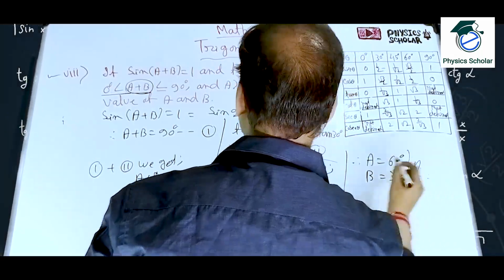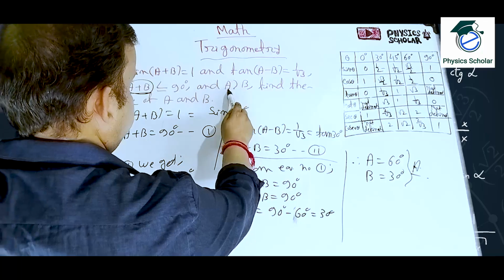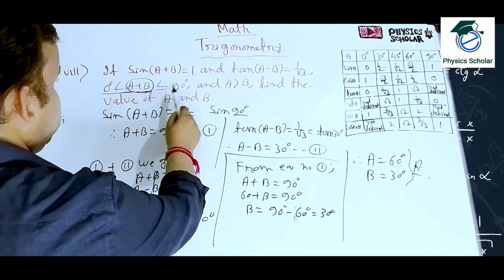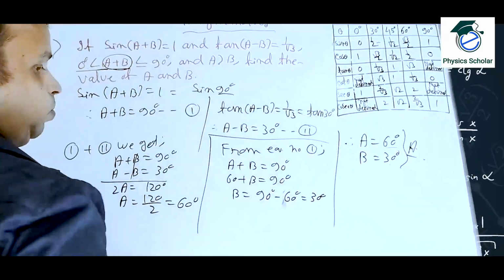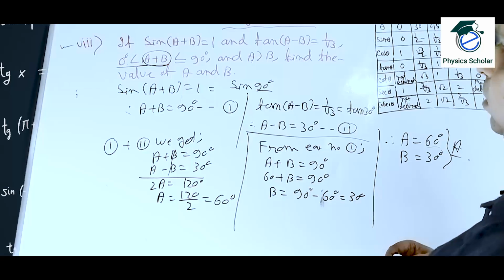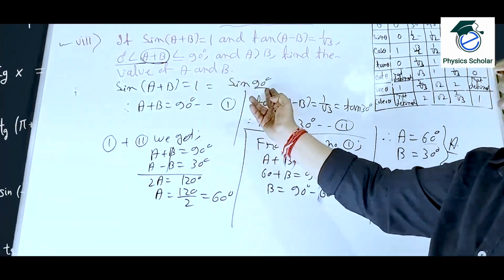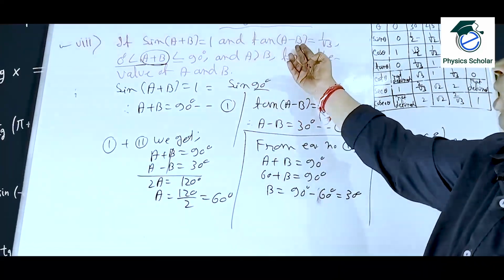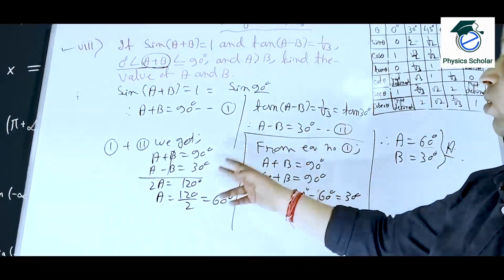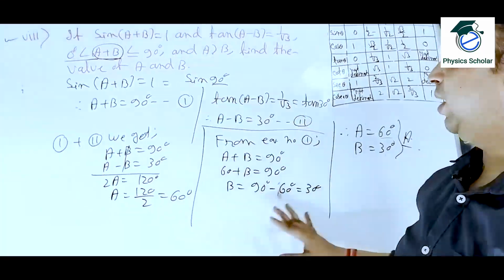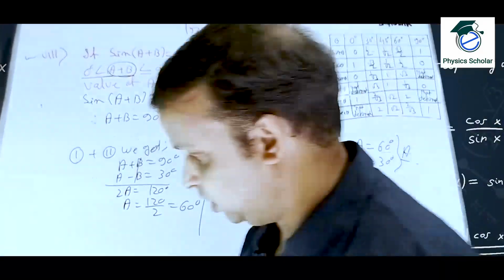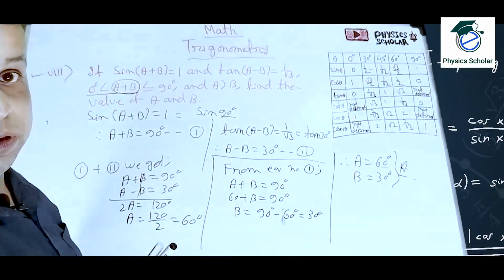See, this condition is what? a greater than b. The value of a is 60, b is 30, that means a is greater than b, and a plus b is less than or equal to 90, that means the sum a plus b is 90 degree. So this is the value of a plus b. Clear? So sin of a plus b is equal to 1, which is sin 90, so a plus b is equal to 90. Tan of a minus b is equal to 1 by root 3, which is tan 30. That means a minus b is equal to 30 degree. Now with the normal method, we are getting the values of a and b by solving equation number 1 and equation number 2. It is coming 60 degree and 30 degree. So it is very easy. Clear? Hope you have understood this.